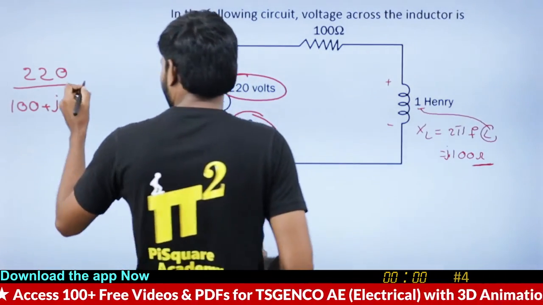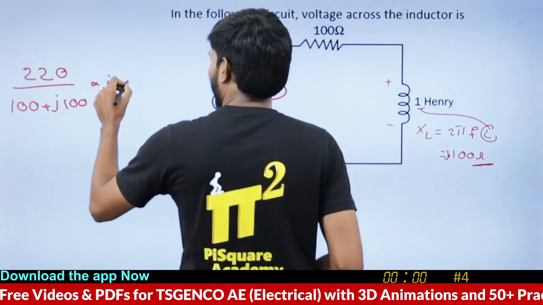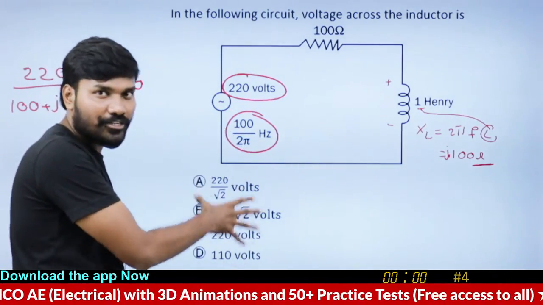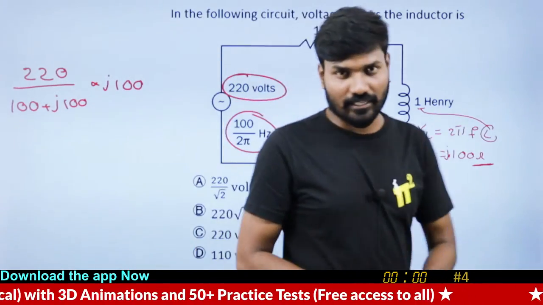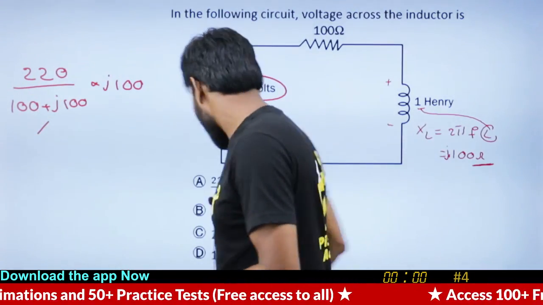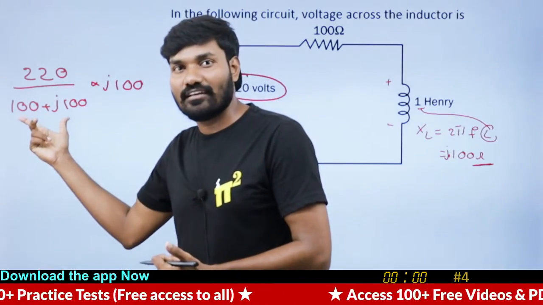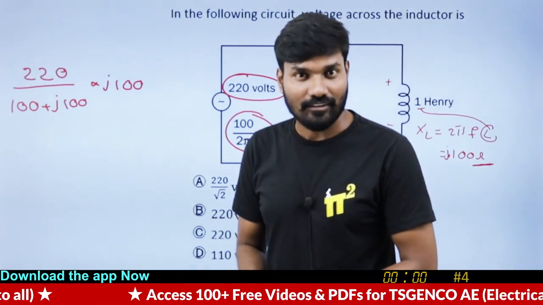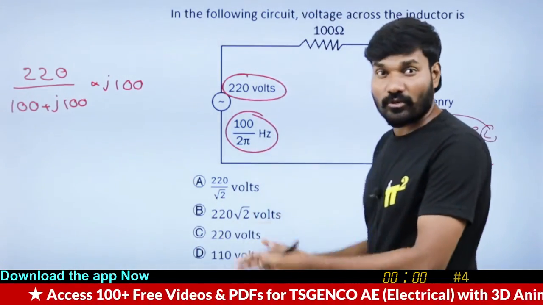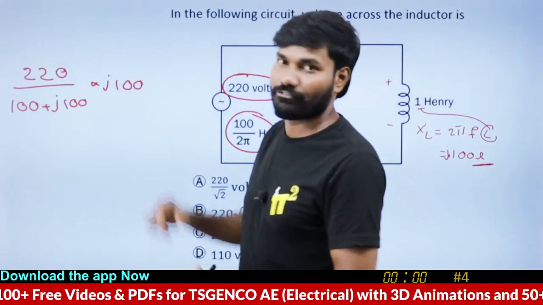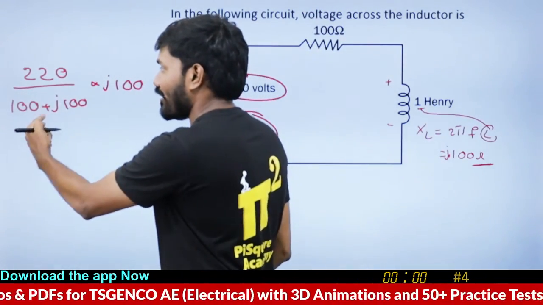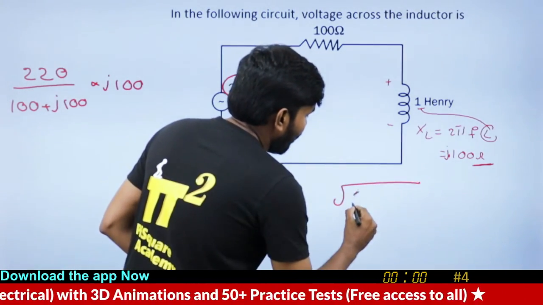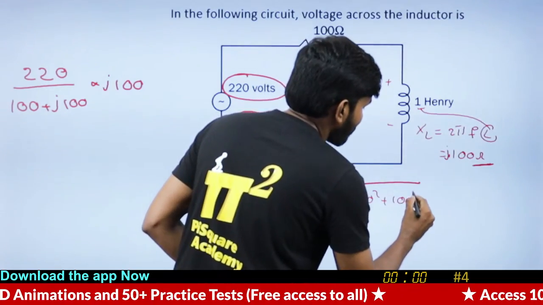So into J100. Here the main concern is only the magnitude. They're not asking about the angles. Of course, it's not tough to find the angle: for the denominator, 100 here, 100 there, the angle is 45 degrees. But since it is not asked, you don't have to worry about the angle. Just figure out the magnitude of 100 plus J100, which is simply the square root of 100 square plus 100 square.